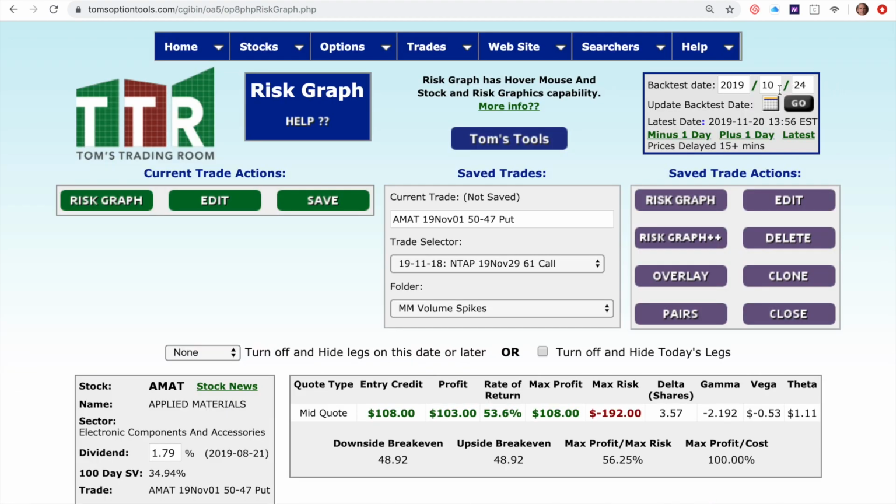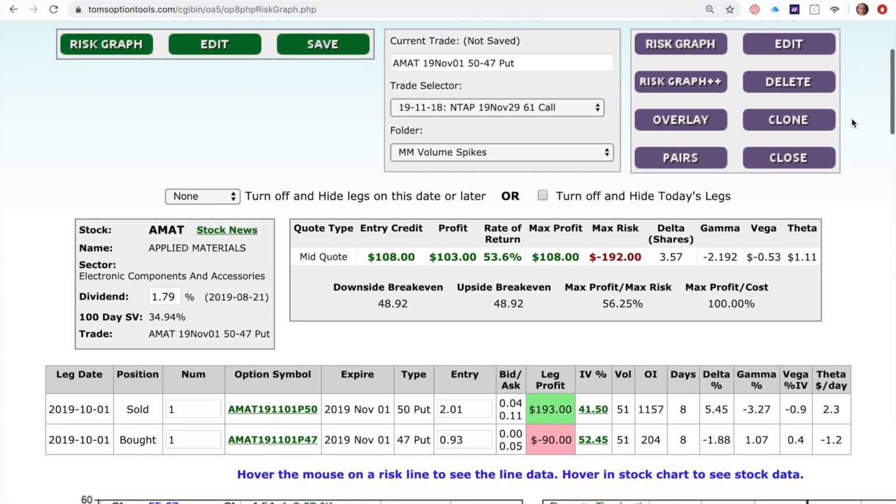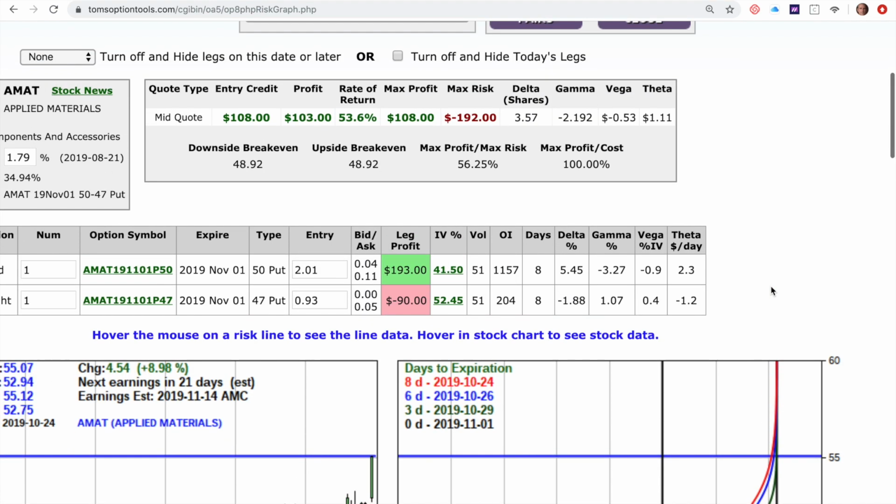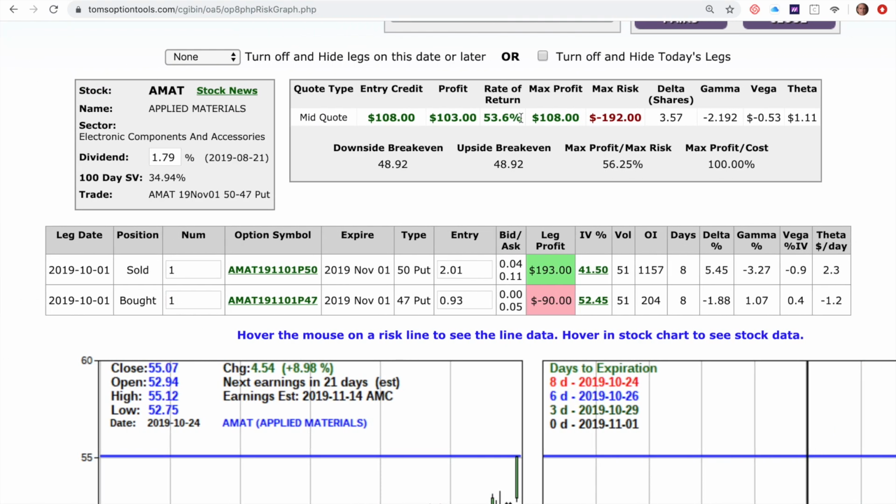Here's what the trade did on 10/24. That's just over 3 weeks after we got into the trade. And you can see here, the stock really gapped up. This spread is virtually worthless. This is the time to take it off. If you look at the bid-ask spread, you can buy this thing back for roughly a nickel, close it out for a 53.6% profit. So there's an example of using Tom's tools to find really good bullish opportunities and then profit in a high probability strategy like a bull put spread.